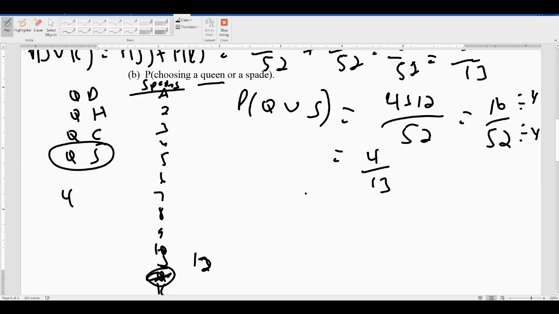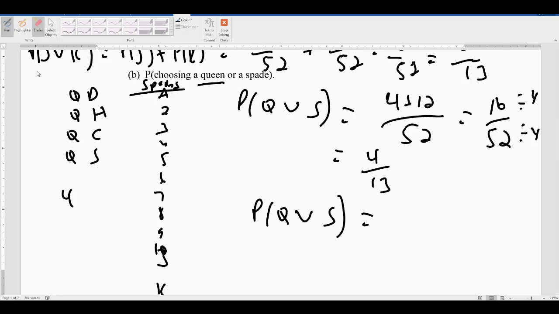Now, if I want to use the formula, I will do this. And the formula may make it a little bit easier to understand. So, the probability of choosing a queen or a spade. And since there is a queen of spades, there's some overlap. So that means I'll be finding the probability of a queen, plus the probability of a spade, minus the intersection.